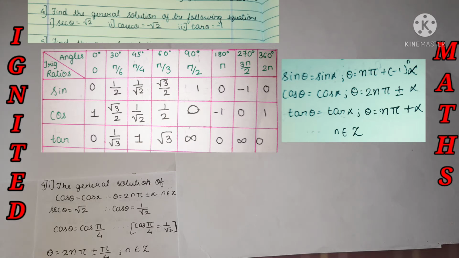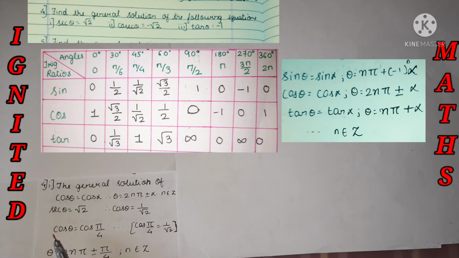So it's sec, so the reciprocal of sec is nothing but 1 by cos. So cos theta is equal to 1 by root 2. Now 1 by root 2 is nothing but cos of pi by 4, according to the trigonometry table.